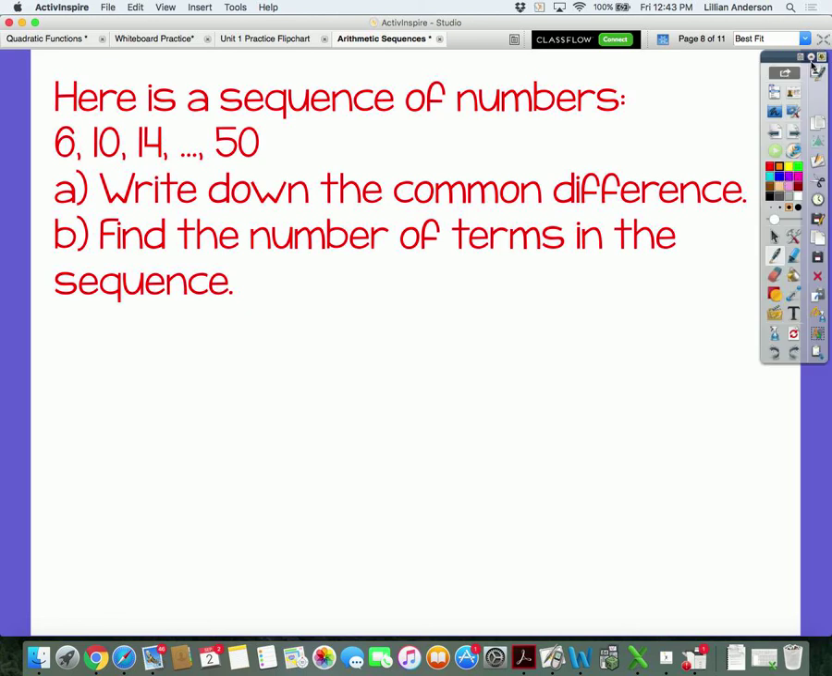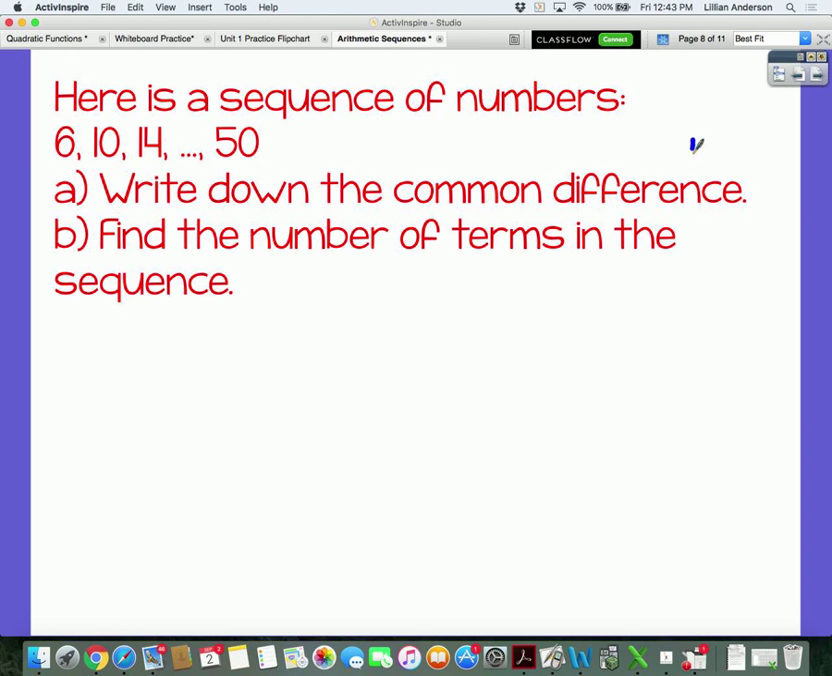And you see how it says write down? It's right there, right in front of you. Didn't ask you to show, it just said to write it down. So it's a positive 4, and then you have to find the number of terms in the sequence. Use the same formula for arithmetic sequences. What variable do we not know? We do not know n.